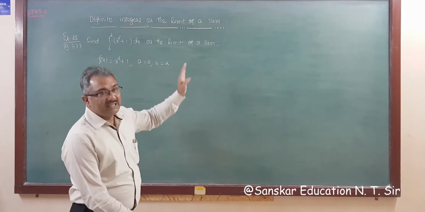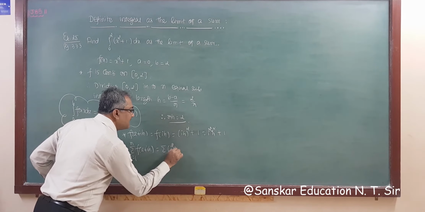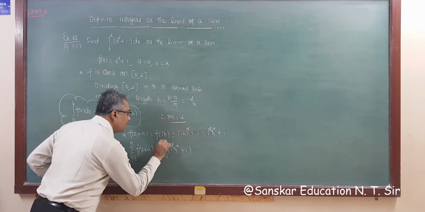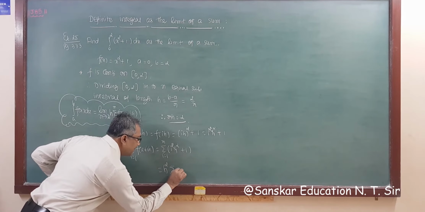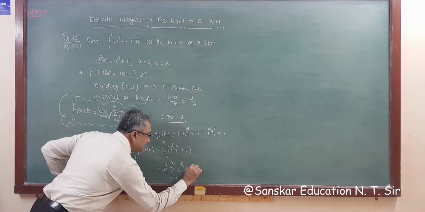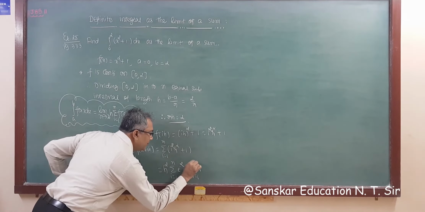So applying sigma here, sigma f of a plus ih, i running from 1 to n, is equal to sigma of i square h square plus 1, i running from 1 to n. Now h is constant, so you know the rules of applying sigma, right? The constant comes outside the sigma, so this is h square sigma i square, i running from 1 to n, plus sigma 1, i running from 1 to n.